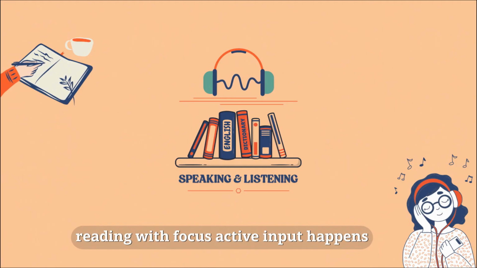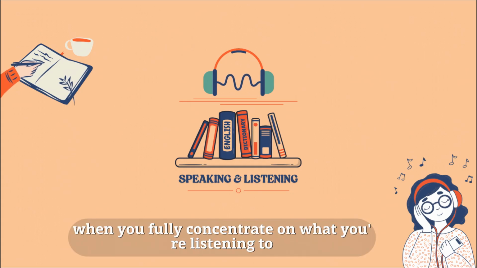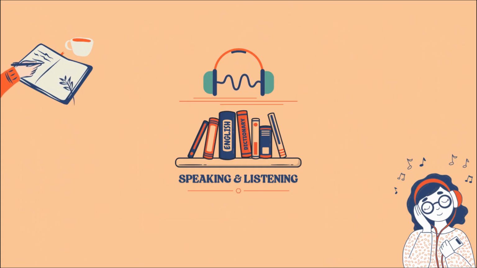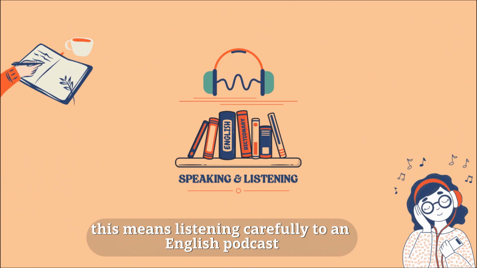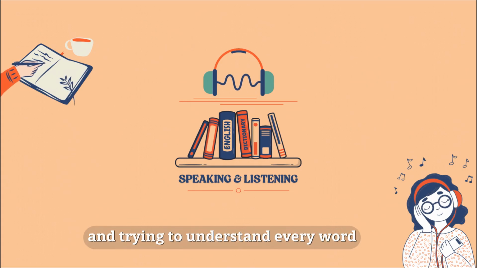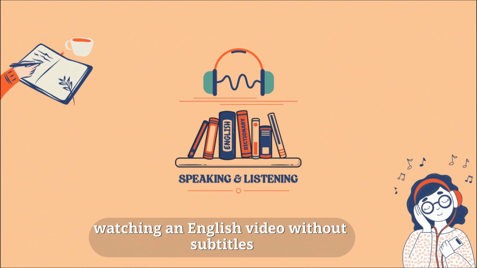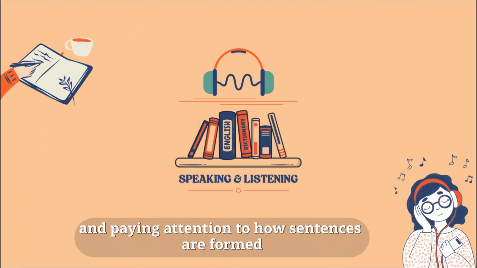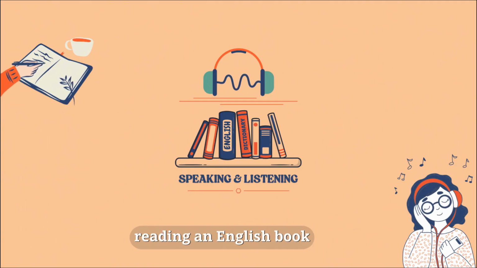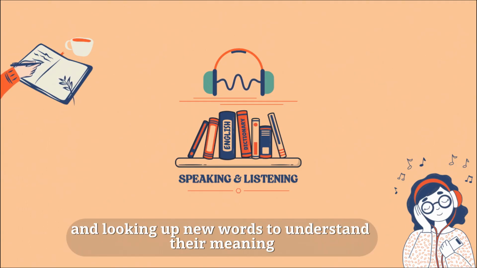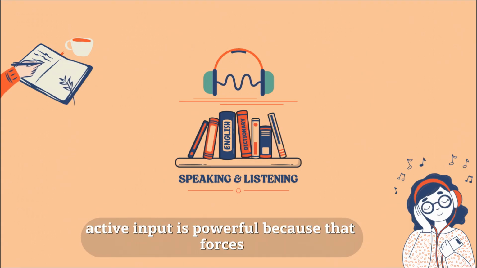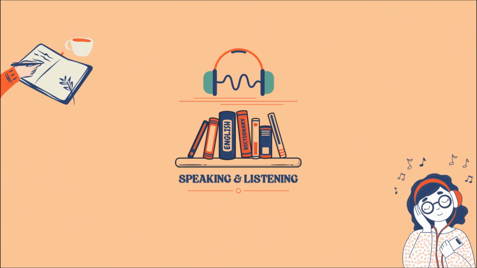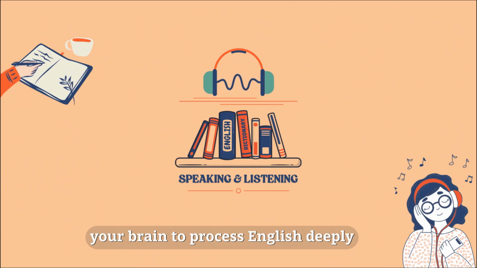Active input happens when you fully concentrate on what you're listening to or reading. This means listening carefully to an English podcast and trying to understand every word, watching an English video without subtitles and paying attention to how sentences are formed, reading an English book and looking up new words to understand their meaning. Active input is powerful because it forces your brain to process English deeply.